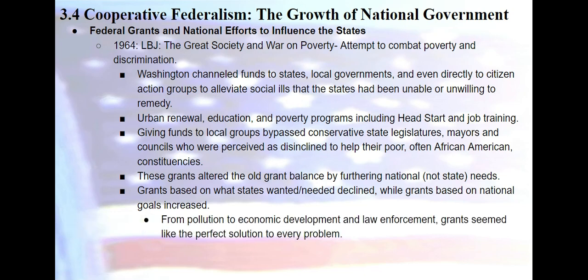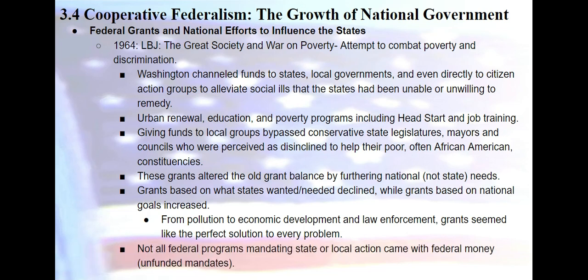Programs like urban renewal programs, education programs, poverty programs, including Head Start and job training, giving funds to local groups, allowed them to bypass, as I mentioned before, conservative state legislatures and mayors and city councils who were perceived as disinclined to help the poor, often African American communities and constituencies.